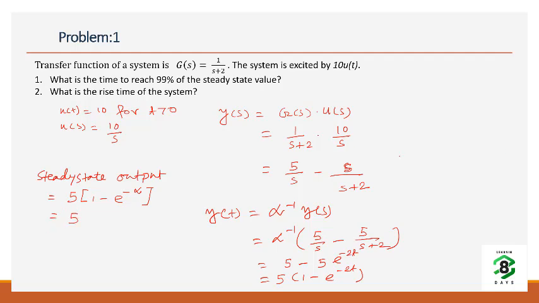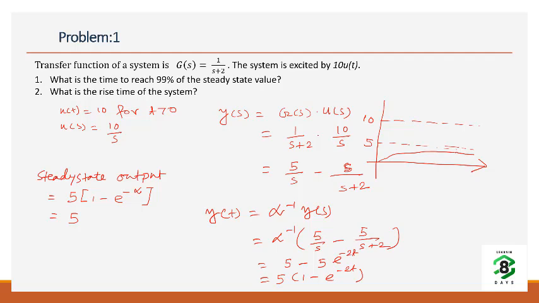So if I draw that output on time domain, you can see it's interesting. So the input is a unit step of 10. So if this is 10, steady state value is only half of it. And that also it reaches exponentially. So this is the step response of the given transfer function in time domain.